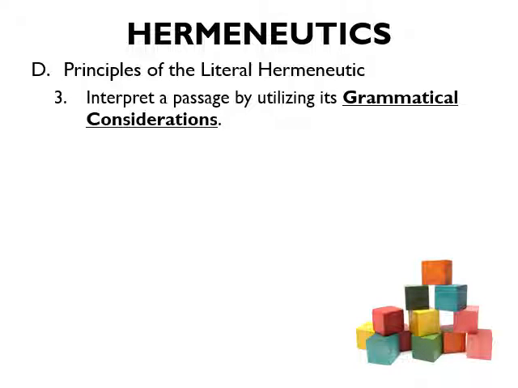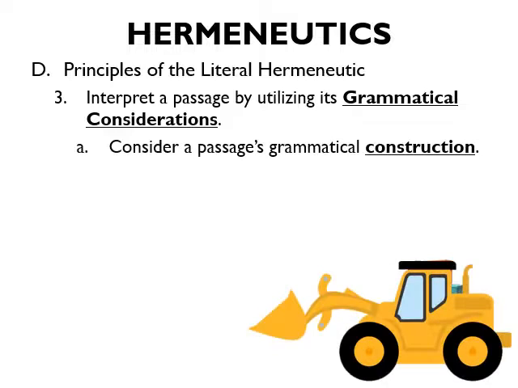Continuing with those principles, if you remember from the previous lecture, the first principle for a proper literal hermeneutic is interpret a passage by utilizing its context. The second was interpret a passage by utilizing other scripture. And this third one that we're going to talk about today is interpret a passage by utilizing its grammatical considerations. Here's what that means. Letter A, consider a passage's grammatical construction. Why should we do this?